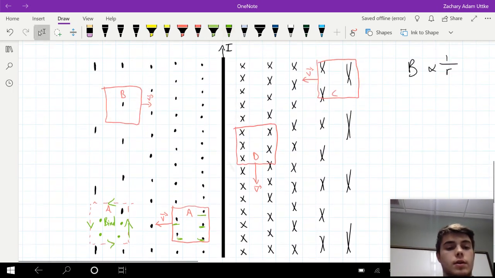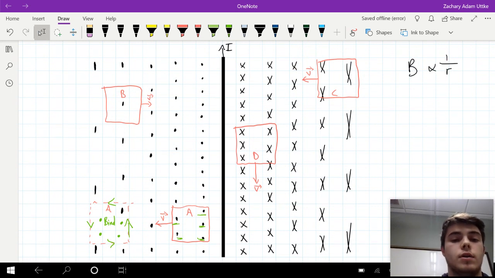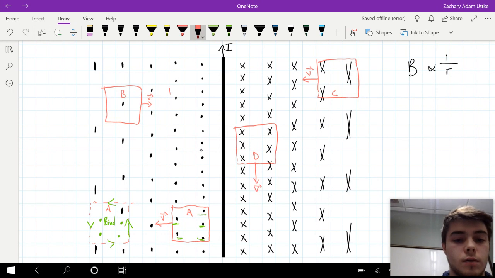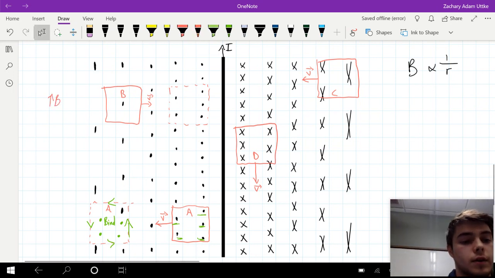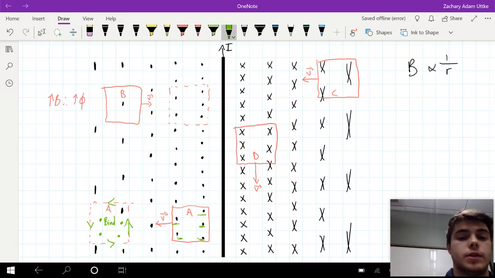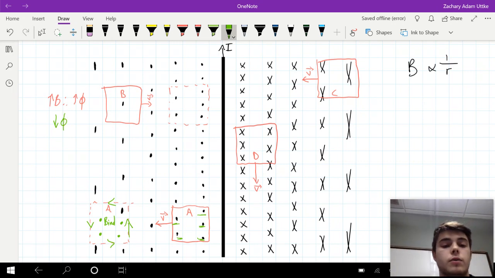Okay, now let's look at part B. So if we have loop B and we move it like this in the direction of the velocity, we're moving it to an area where there's more magnetic field. And let's draw this out. So if we're increasing magnetic field, we're going to be increasing flux, and we want to resist that. So we're going to want to decrease the magnetic flux. And how do you do that?